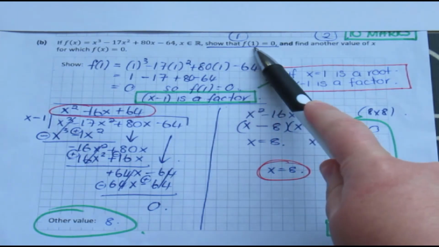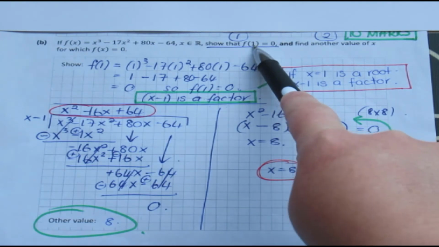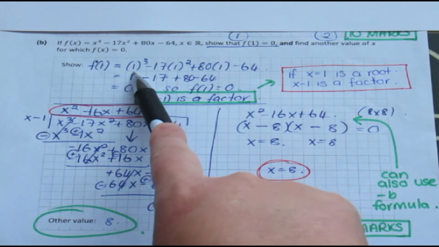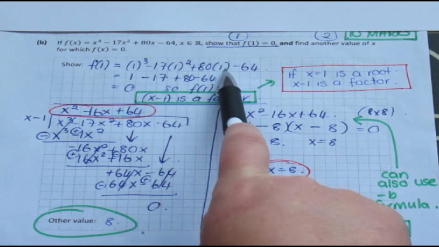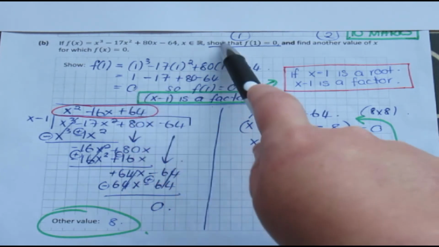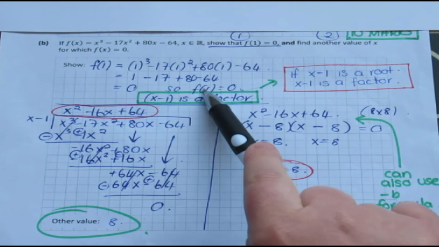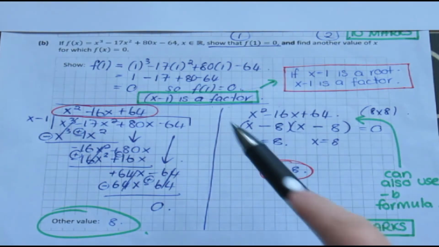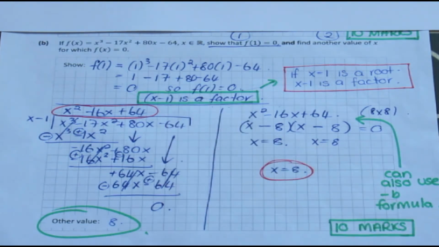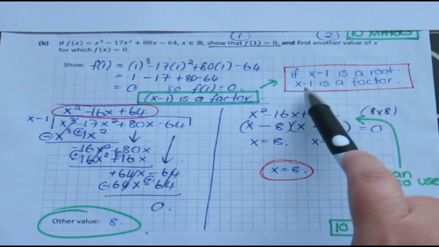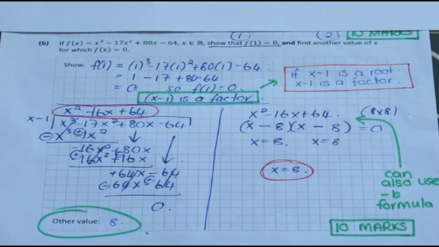When we look at this, they're telling us for the function of x, you're putting 1 in instead of x and you're letting it equal 0. So we write out our function, but instead of x's we're putting in 1's and we work it out and we find that it is equal to 0. So we showed that that was true. We know that x equals 1 is a solution or a root of this cubic equation. We could also then say that x minus 1 is a factor of this equation or function. If x equals 1 is a root, then x minus 1 must be a factor.